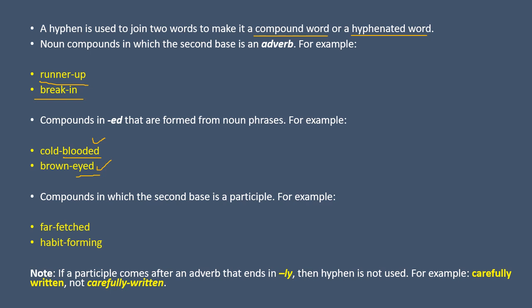Compounds in which the second base is a participle. For example, far-fetched, in this case fetched, and habit-forming, in this case forming. These two underlined words are participles. Now participles are basically forms of the verb. The -ed form is called the past participle, and the -ing form is known as the present participle form of the verb. So sometimes you use different words with these types of words to create new words. So this is an example, or two examples, of this.